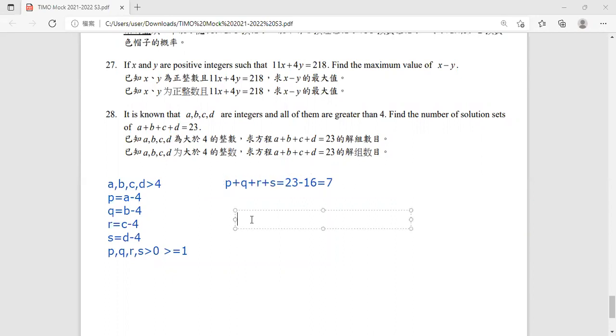So the number of combos will be equal to 6C3. Maybe if you don't know, it is 6 times 5 times 4 over 3 times 2 times 1. Okay, 20.